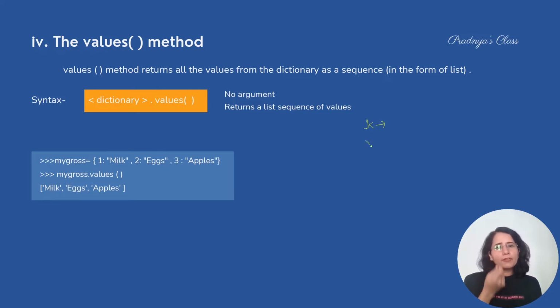If you want to print all the values of the dictionary, then we can use the values method. It returns all the values of the dictionary in the form of a list, same as the keys method. The syntax is also similar to that, taking no argument and returning a list of values. So consider the same dictionary, and when we apply the values method on that dictionary, we get all the values in the form of a list. You can notice here we have used square brackets because it is a list of values.